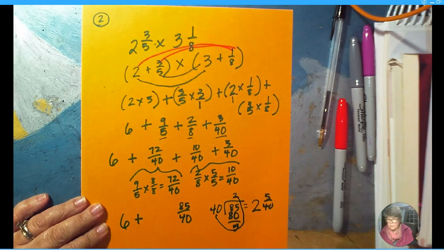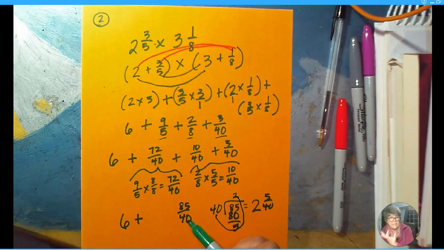All right, another way to do it would be to look inside your 85 and say, oh, 40 and 40, that's 80.